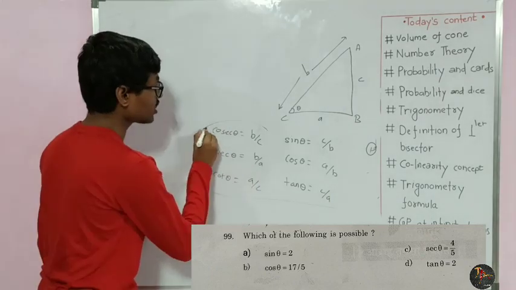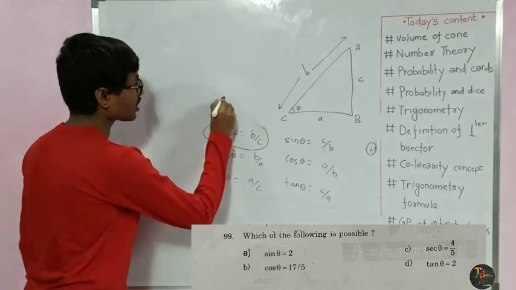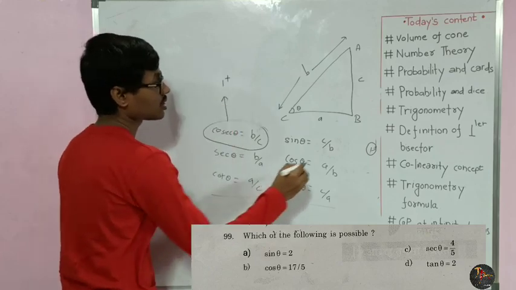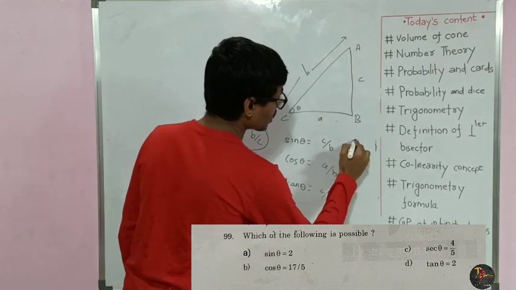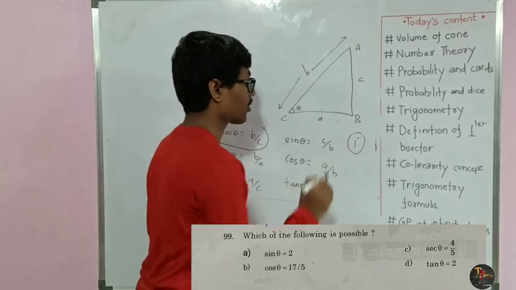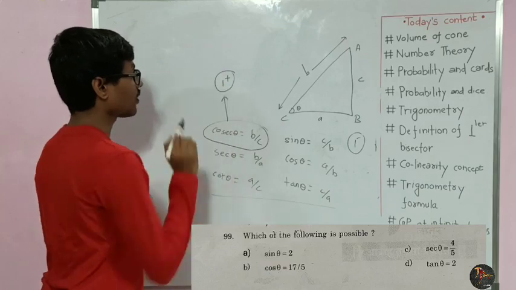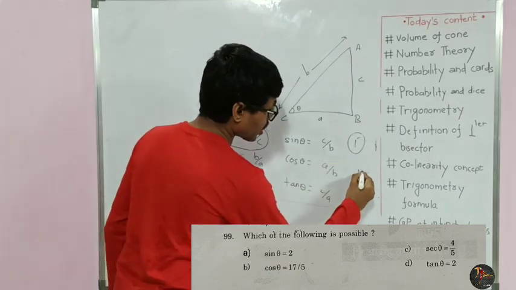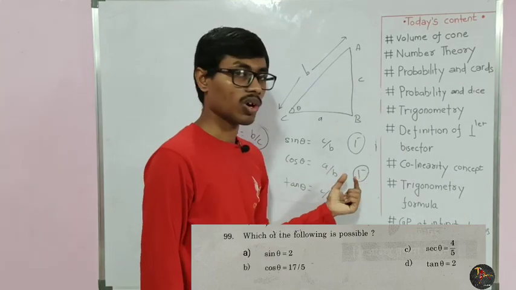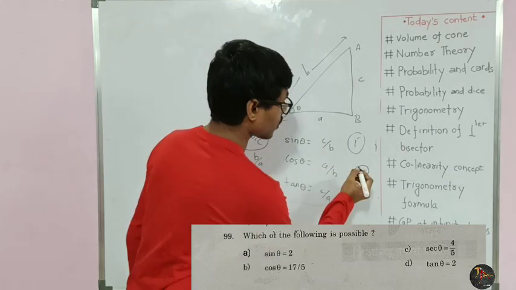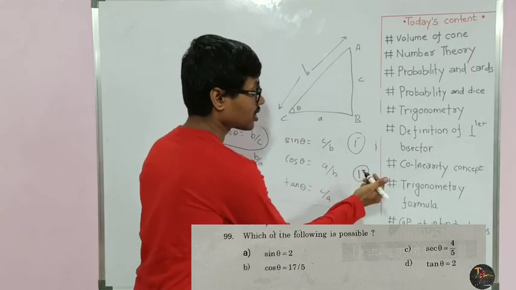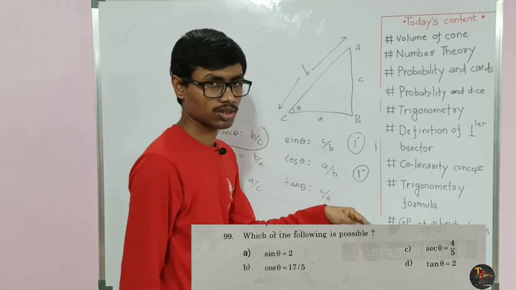So if sin theta is less than 1, cosecant theta is always greater than 1. You can remember that sin theta is 1 minus something. Sin theta is less than 1 and cosecant theta is always greater than 1. Similarly, cos theta is also 1 minus something, so cos theta is also less than 1. The minus symbol says that it is less than 1.